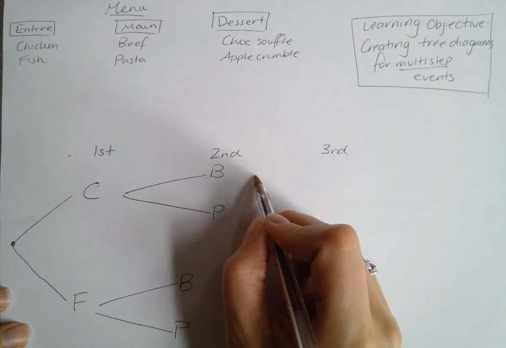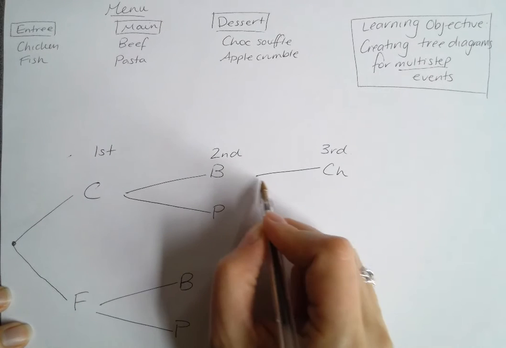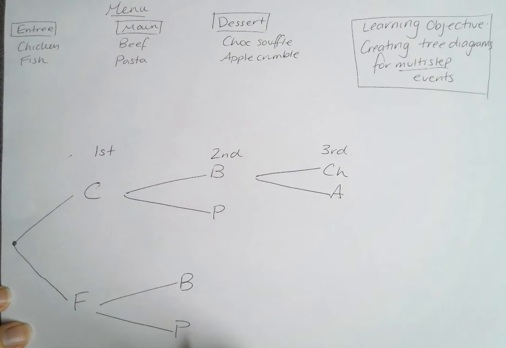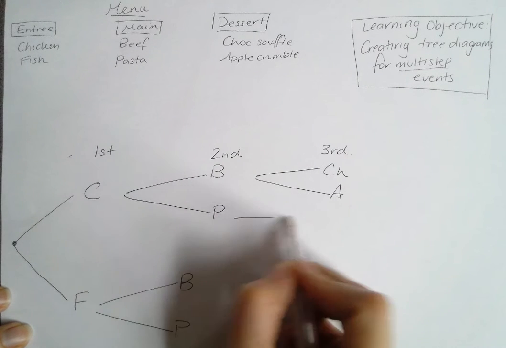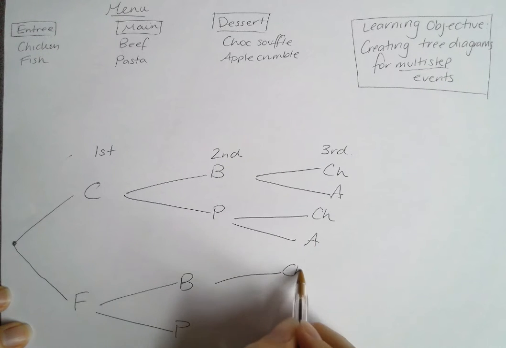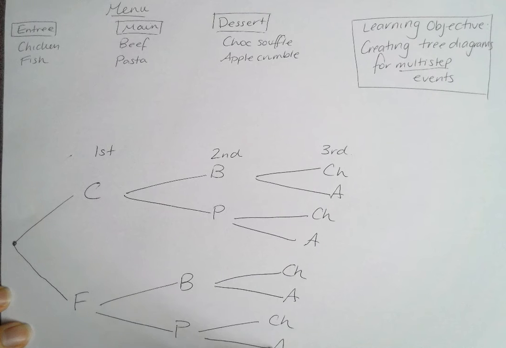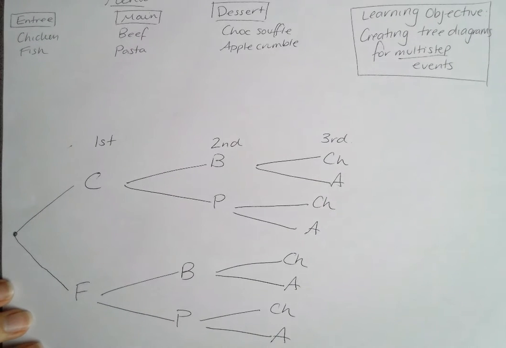So let's go like this. If I've had the chicken, then the beef, I can still have the choice of the chocolate or the apple crumble. Same thing with pasta. I can still get the choice of the chocolate or the apple for all different combinations. So you can see there's quite a lot of combinations here.